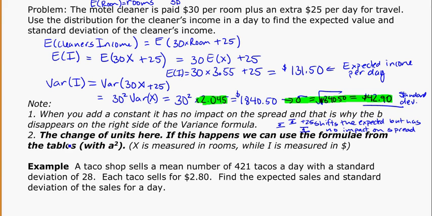Right. The second thing to notice here is the change of units. If this happens, you can use the formula in the table that are given to you, and that's with the a squared. Now, this will come up because in the next section, we look at situations where you have to use a formula that's not given to you, when you have to know. But here, straightforward, X was measured in rooms and I was measured in dollars. It's a change of units, going from rooms to dollars. So you don't have to think about much. You can just plug straight into the formula that are given to you and you're good to go.